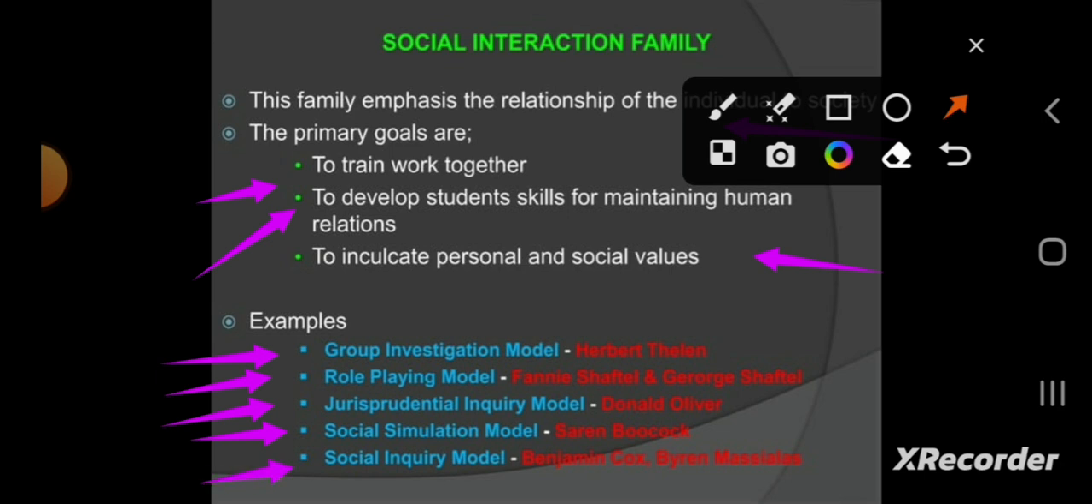Social inquiry model. This model focuses on investigating social issues and relationships through research and inquiry. It aims to enhance students' analytical skills and understanding of social phenomena. These models collectively aim to foster skills for effective human relations, teamwork, and personal and social values.